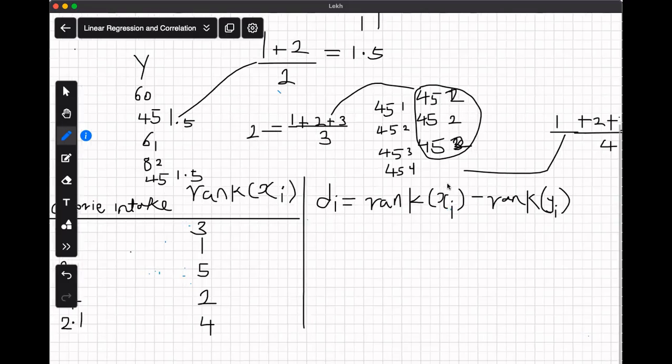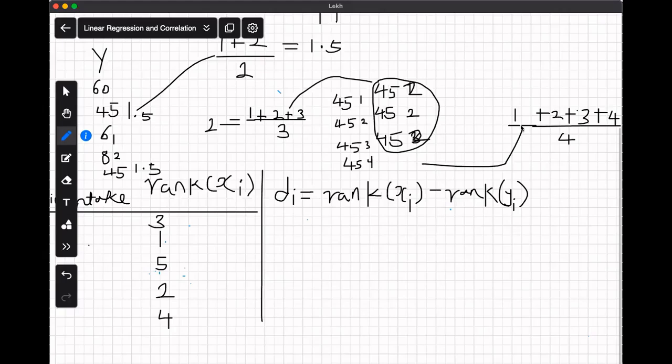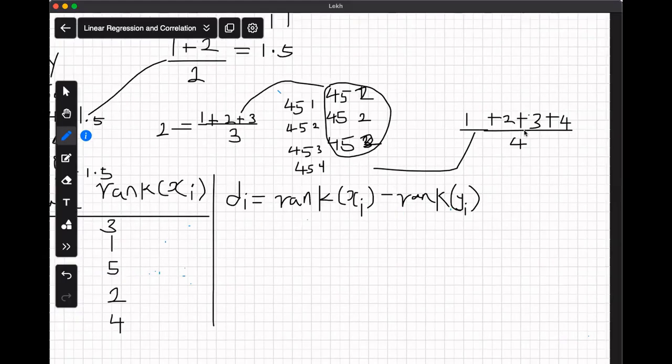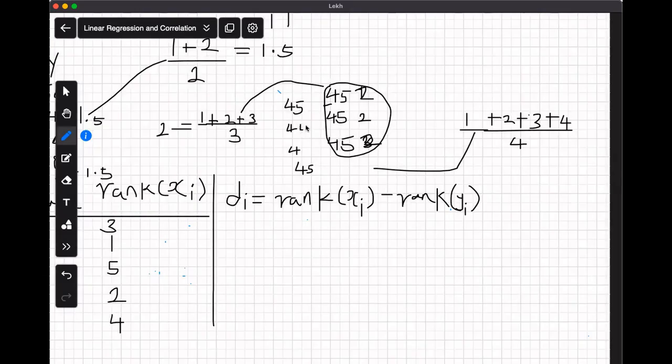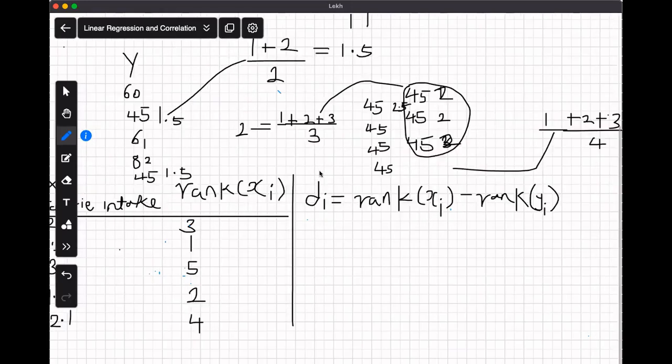Now, in the last case, when we divide this, we should get 10 divided by 4, that's 2.5. So all of them would have been ranked 2.5, 2.5. So all the 45 should have been ranked 2.5, 2.5, 2.5. So you'd have had to write 2.5, rank here 2.5, the rank here 2.5, the rank here 2.5, the rank here 2.5. Now, let's go on.